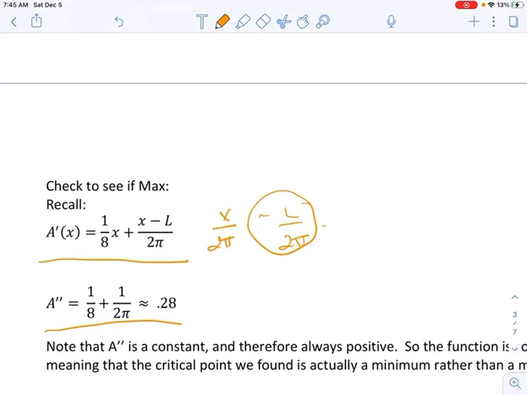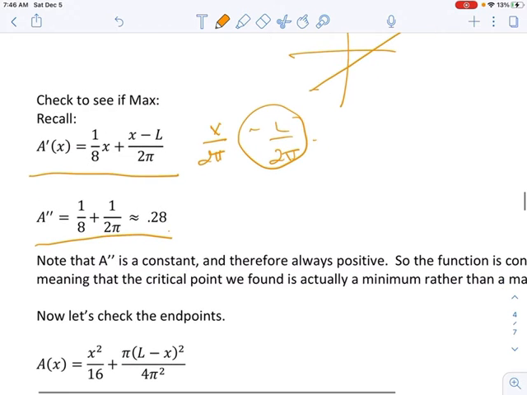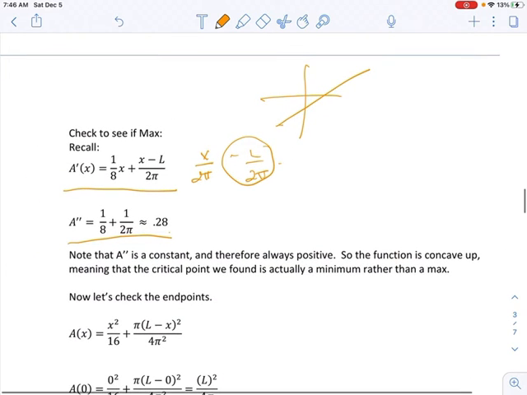And we end up with an expression that has no powers of x in it, which means it's a constant. If the second derivative is a constant, it's always going to be positive, right? And again, we knew this because the derivative is a line, and a line only has one slope, and it has a positive slope. So what that tells us is that the function is concave up because it's always positive.